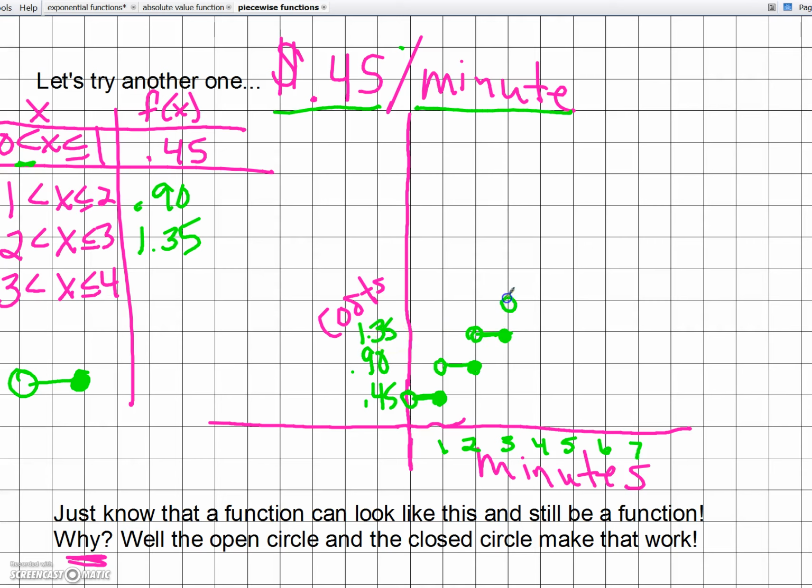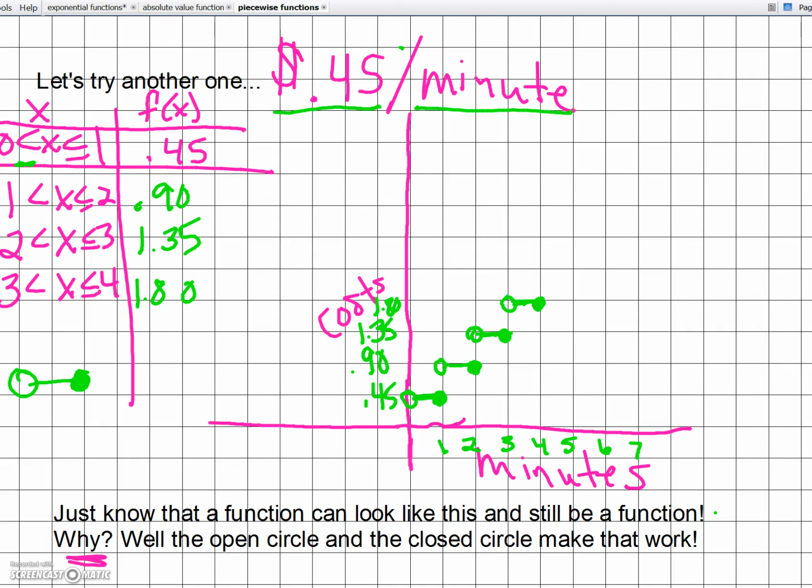And then I would continue my chart this direction. So then you would have plus 45, which would give me $1.80. This is how it would look. Notice, again, this is a function. The open circle and the closed circle make that work, because this one's closed and this one's open, so there's no overlap on the vertical line test. I'll give you a couple more of these for you to work on your own.